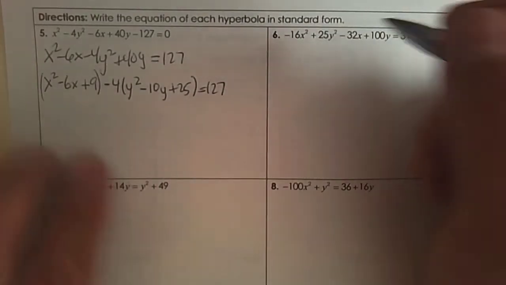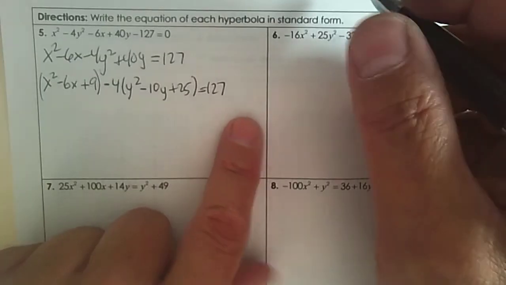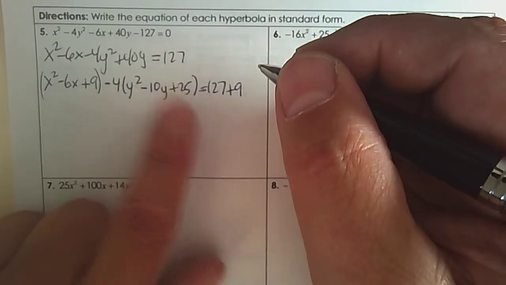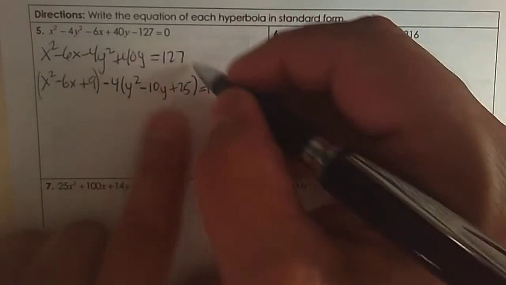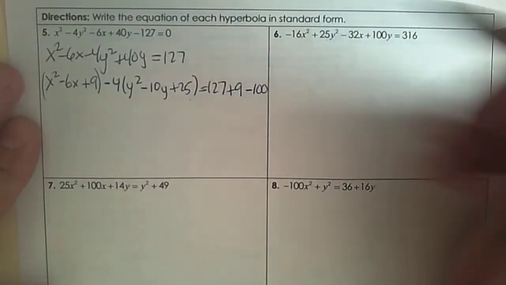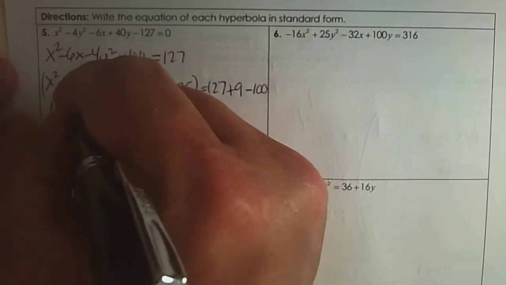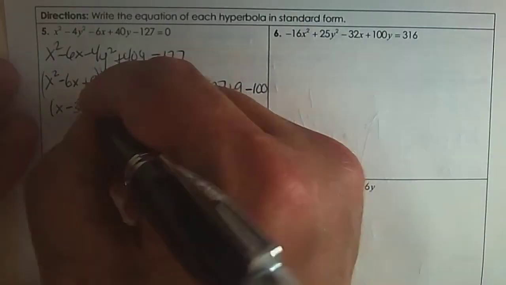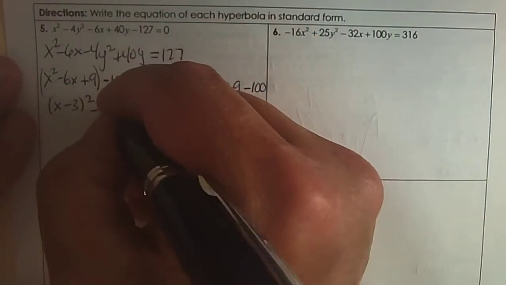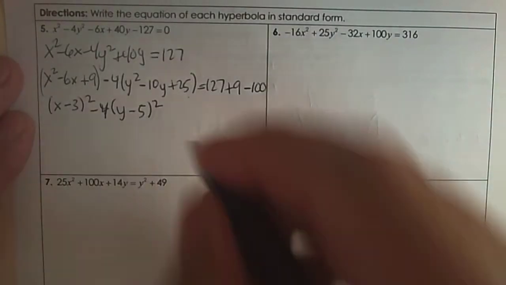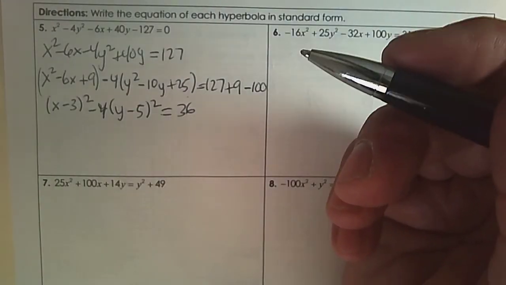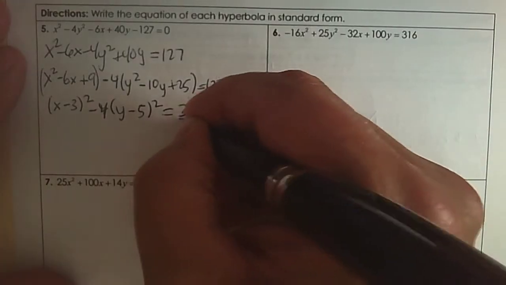Then I need to find what are the numbers to add or subtract to the right side so it stays the same equation. So we have a 9 that wasn't there before, and 25, but it's negative 4 times 25. That's negative 100. Now we're going to factor and combine like terms. So the x, that's x minus 3 squared. The y, that's y minus 5 squared. And combine like terms on the right, that's 36. Divide, and you're going to get your answer.